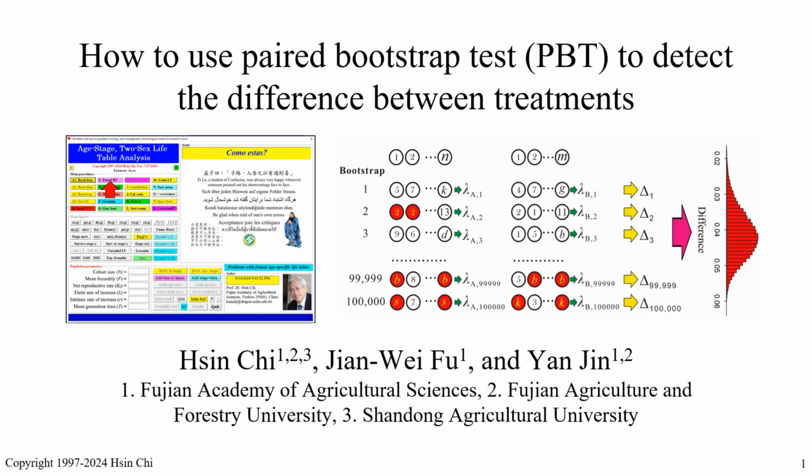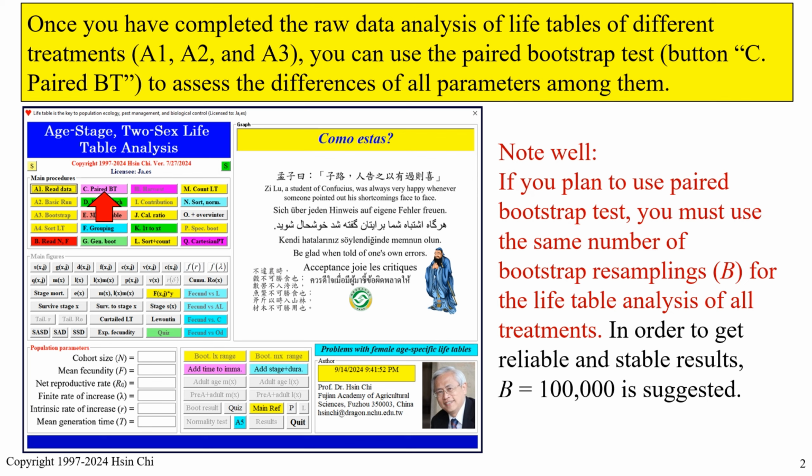Once you have completed the raw data analysis of life tables of different treatments A1, A2, and A3, you can use the paired bootstrap test to assess the differences of all parameters among them. Note well, if you plan to use the paired bootstrap test, you must use the same number of bootstrap resamplings for the life table analysis of all treatments. In order to get reliable and stable results, B equal to 100,000 is suggested.